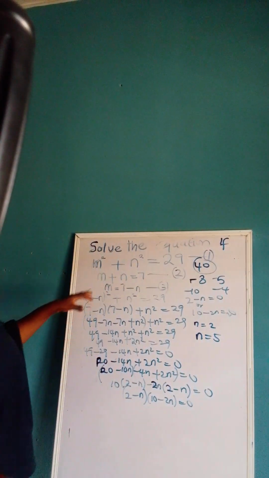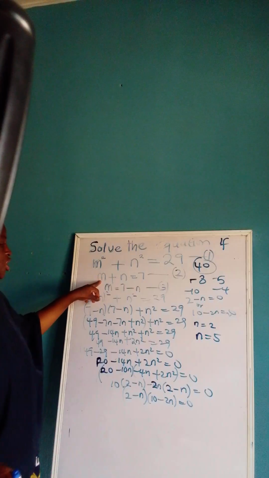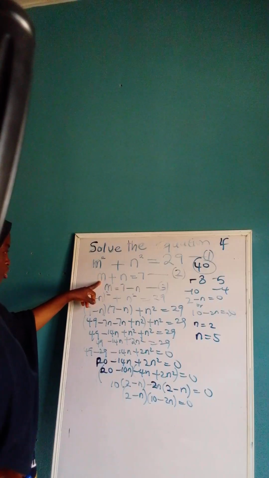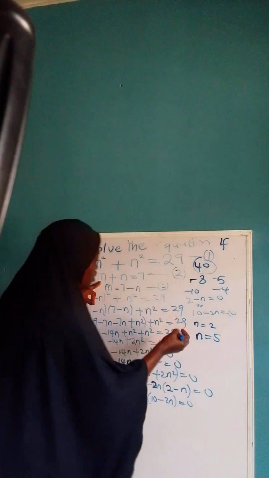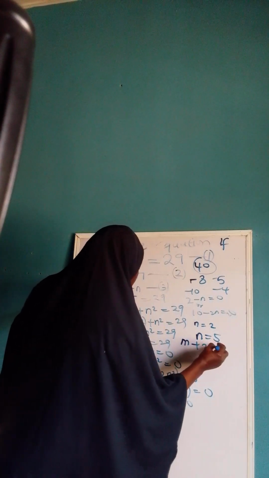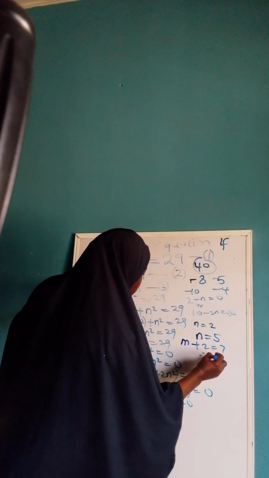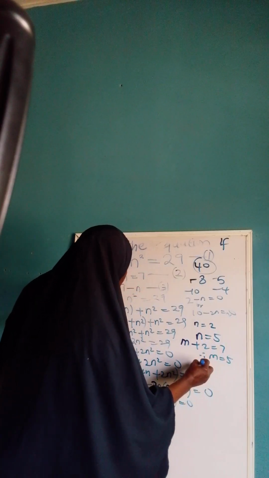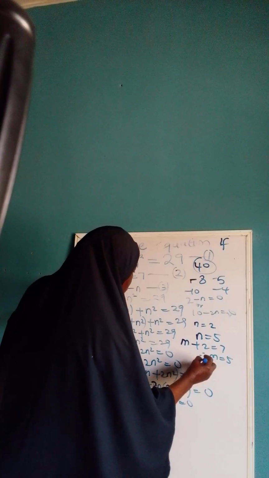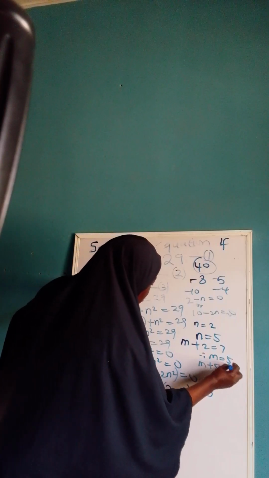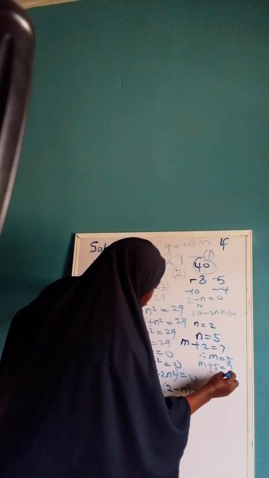So it means that when n is equal to 2, let's put it in: m plus 2 equals 7. Therefore, m is equal to 5. When n is equal to 5, m plus 5 is equal to 7. Therefore, m is equal to 2.